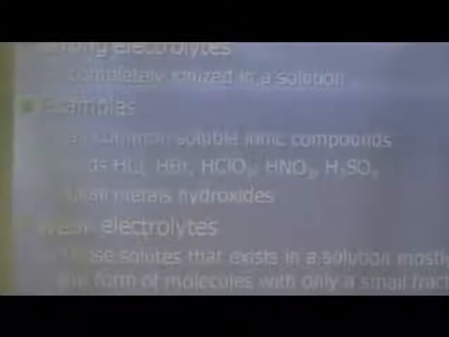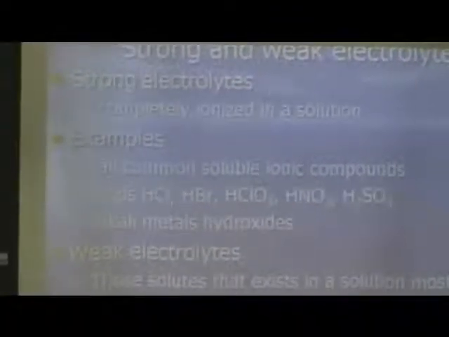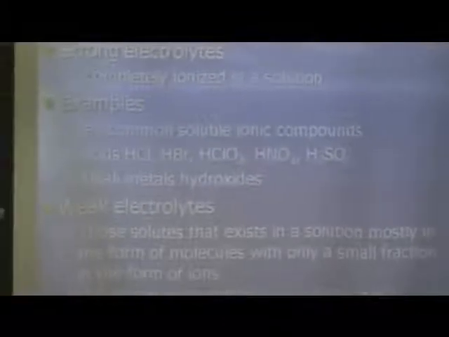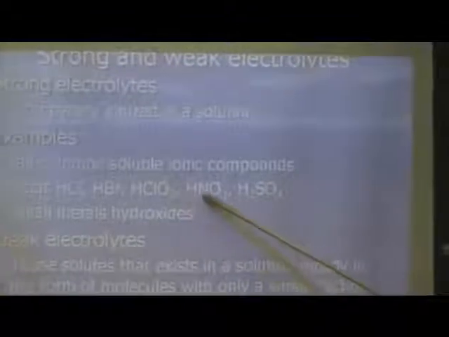The definition of a strong electrolyte is a solution that is completely ionized, in other words completely dissociated. Not partially, not 75%, but 100% dissociation. That means the more ions you have, the stronger the electrolyte. So what are they? All common soluble ionic compounds, acids.